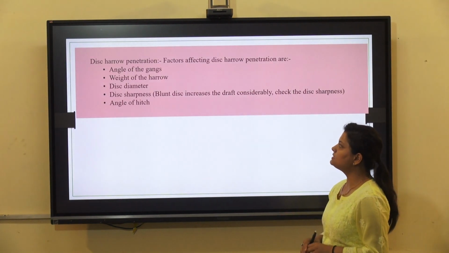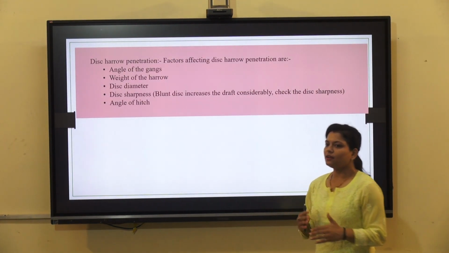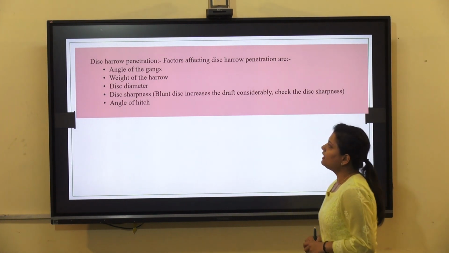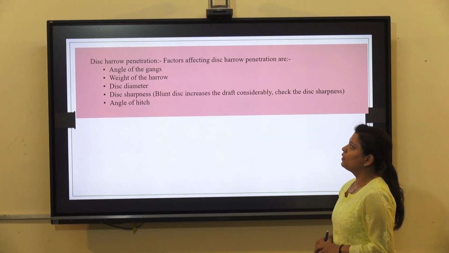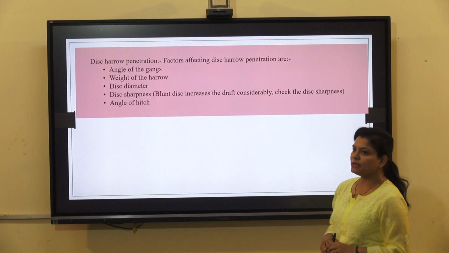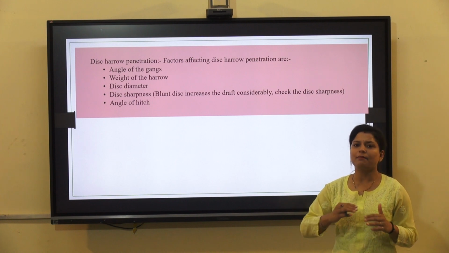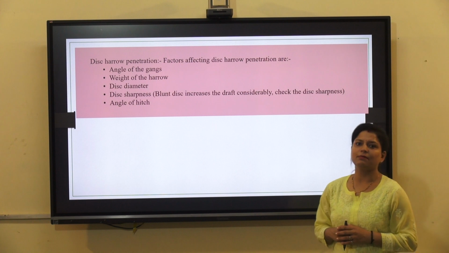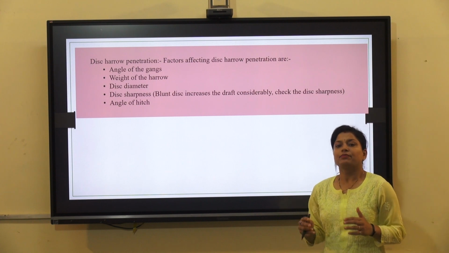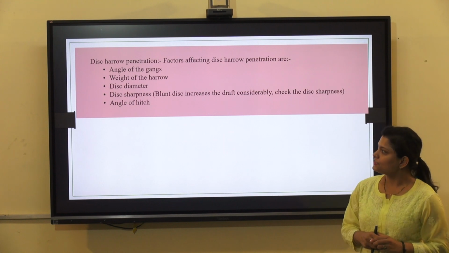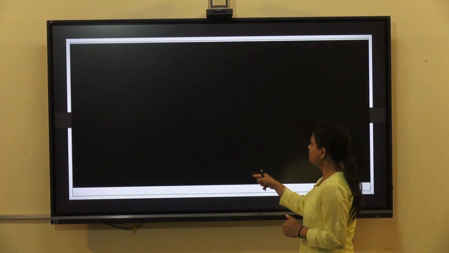Here are some points which affect the penetration of this harrow. What are they? These are the angle of the gangs, weight of the harrow, disc diameter, and disc sharpness. Sometimes discs are blunt, bent or worn out from the edges. So we have to remove that type of disc because it can affect the penetration in the soil. And the last one is the angle of hitch.